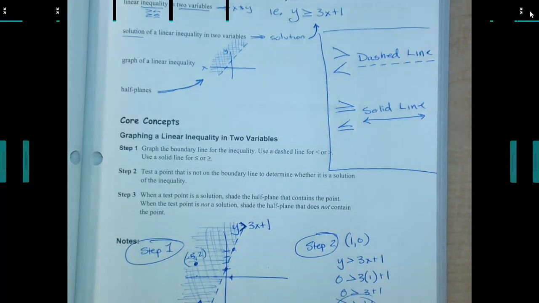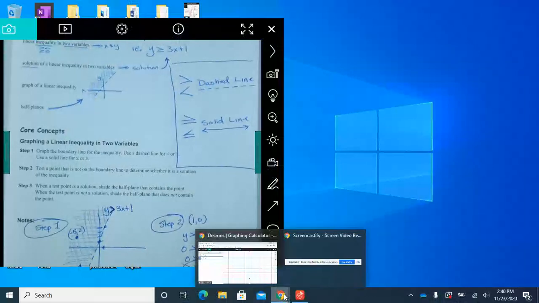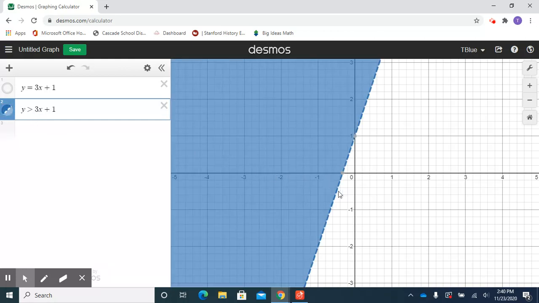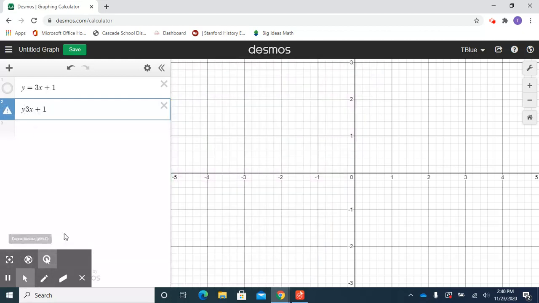Let me show you what that looks like in Desmos. So if I have y is greater than 3x plus 1, I get this dashed line right there. Dash, dash, dash, dash, dash. If I get, I wonder if I could put that in here. How do I put it in here? Where's my calculator?